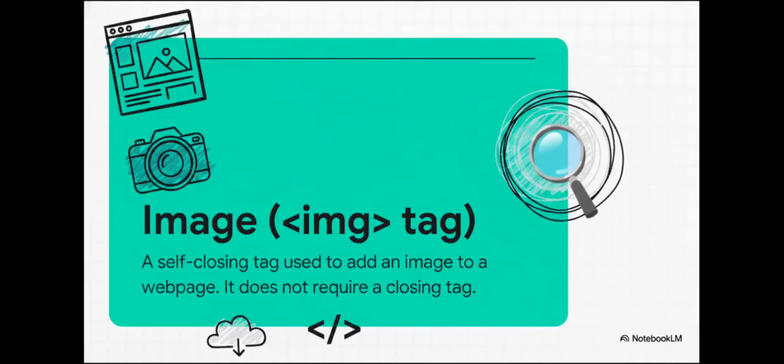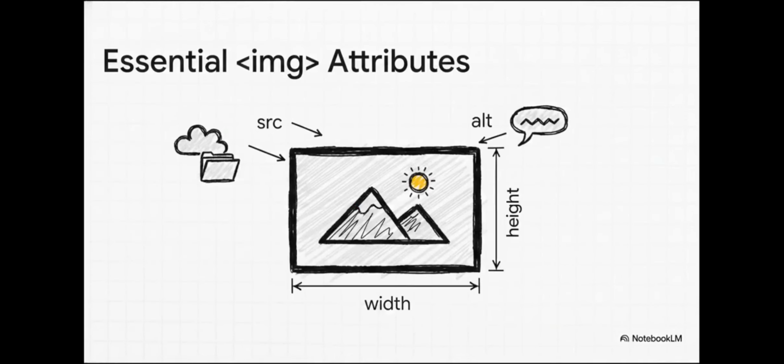So what about pictures? For that, we use the IMG tag. And just like that line break tag we saw a minute ago, this one is also self-closing. It makes sense, right? It doesn't wrap around any text, it just plops an image right onto the page. But an image tag by itself is useless. It needs those attributes we talked about, those extra instructions.